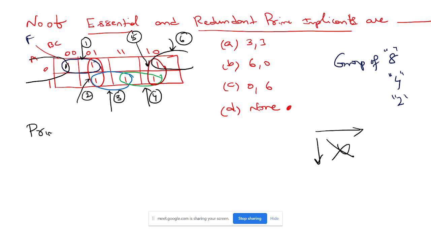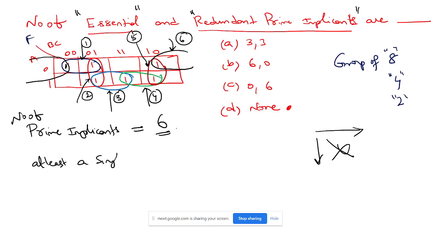So, the number of prime implicants that you have is 6. The question is how many essential? What is the definition of essential prime implicant? It should have at least a single one which is not present in any other prime implicant. This is EPI.